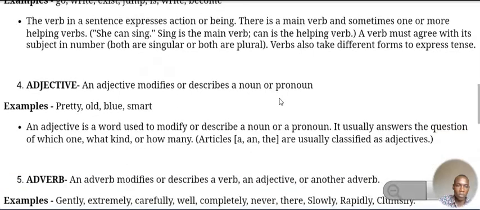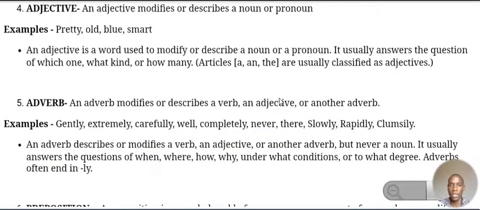Another part of speech, number 4, we have what we call adjective. An adjective modifies or describes a noun or pronoun. Examples of adjectives: pretty, old, blue, smart, and so on. An adjective is a word used to modify or describe a noun or pronoun. It usually answers the question which one, what kind, how many. And the articles a and the are usually classified as adjectives. It means that those articles may be classified as adjectives.